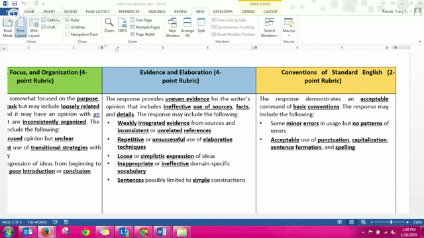Hey, last but not least on the rubric for FSA opinion writing is conventions. Remember, the explanatory rubric looks a lot like this. Just some of these little bullets down here are a little bit different. But the last category is out of 2 points. It's not out of 4 points. So in my opinion, you either have it or you don't.